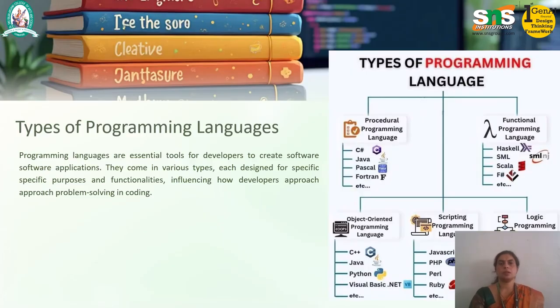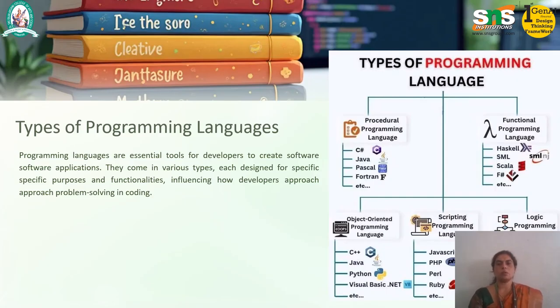Today the lecture video I'm going to discuss is about programming languages, their types, and further we are going to discuss what the back-end and front-end programming languages are. So we have various types of programming languages. One is the procedural programming language, then functional programming language, object-oriented, scripting languages, and logic-based programming languages. Each has a specific purpose and its functionality differs, influencing how developers approach problem solving in coding.